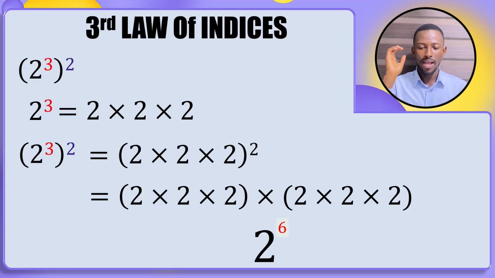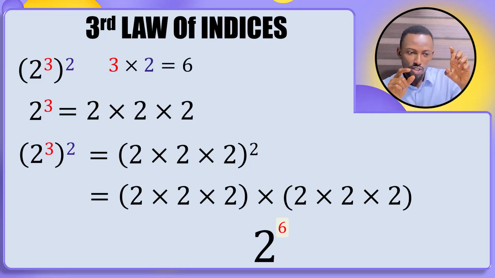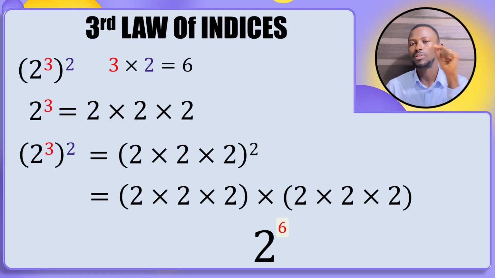So now my question is, where does this 6 come from? You say, okay, we did it just now, it comes from just counting the number of times 2 appears. That's true. But let me tell you a shorter, easier way of doing it. Look at the question again: 2 to the power 3, in brackets, to the power 2. Now look at the numbers on top, 2 and 3. Suppose we multiply them, 2 times 3. It gives us what? 6. And can you see that 6 is the same as the 6 on top of the 2? Yes. So that lays the groundwork for the third law.